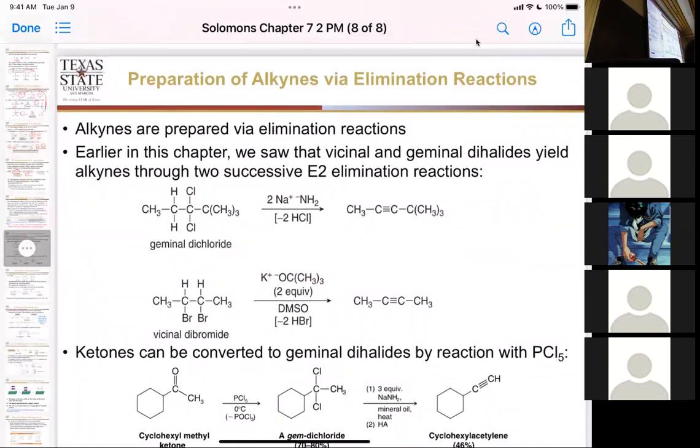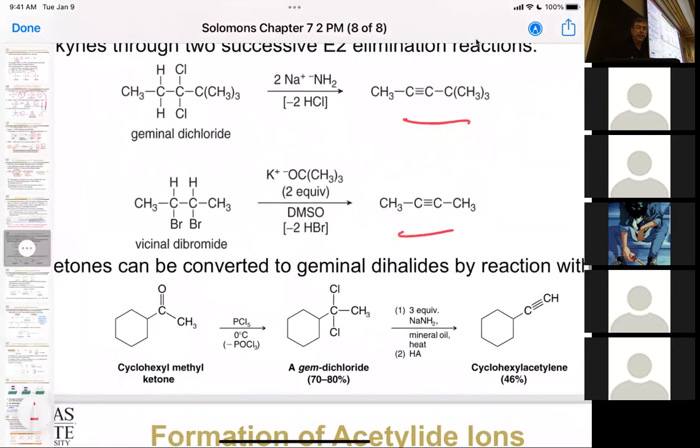Okay, all right, so now let's switch gears a little bit. We said we can make acetylenes, alkynes, using either a geminal dihalide and two equivalents of a very strong base, sodium amide, or using vicinal dihalides, and using, again, very strong base. In this case, we're using t-butoxide. So we can make these in a bunch of different ways. But there's another way to generate these geminal dihalides.